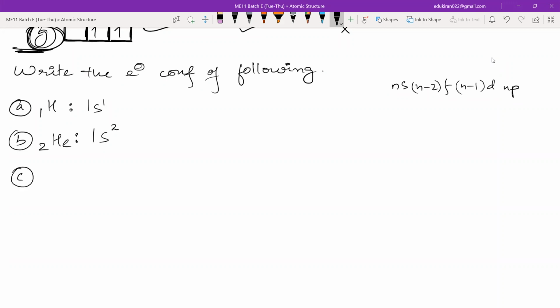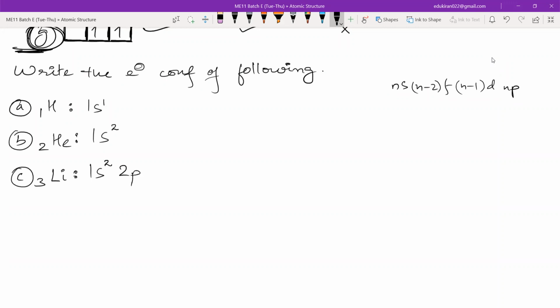Now for the C part, let us listen here. Third is lithium. We will start with 1s. And can s hold 3 electrons? No, it cannot hold 3 electrons. So how many electrons will we fill? Well, we will fill 2 electrons. And after that, what will happen next? What is the next subshell? The next subshell is 2p.